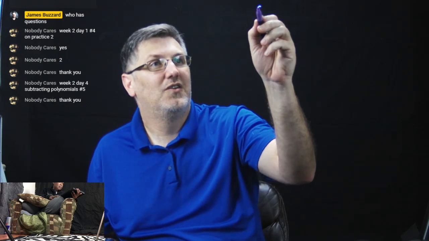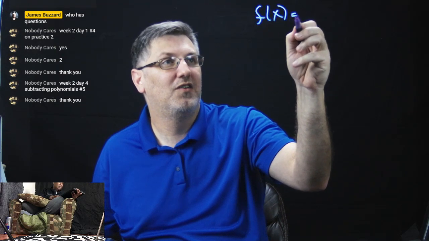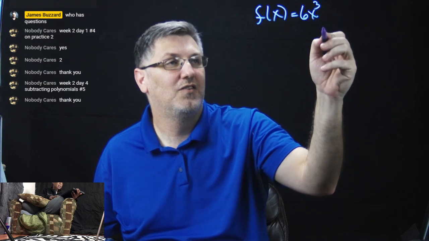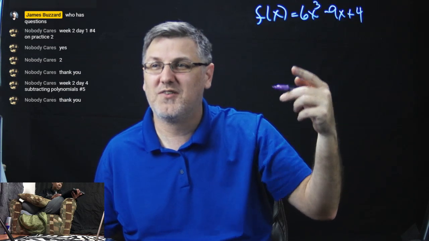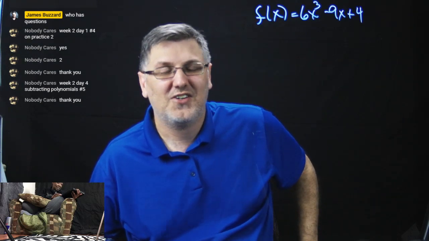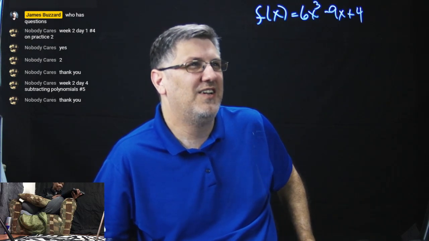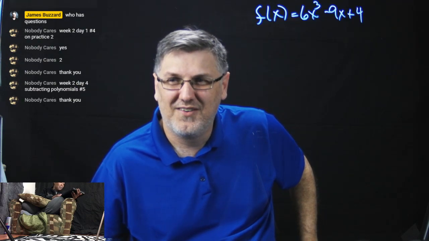All right. Well, what is that? f of x equals 6x cubed minus 9x plus 4. Really? You just want the derivative of this? Well, that's a waste of time. That's 18x squared minus 9.